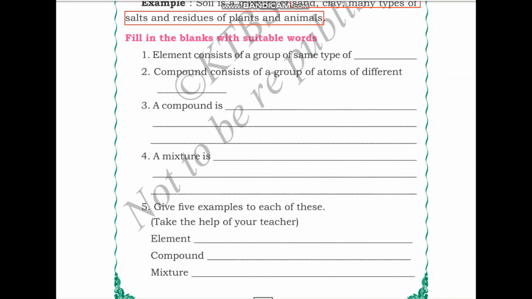So instead of doing a quiz, we will answer the questions they have already given in this lesson. The first question is, elements consist of a group of same type of dash. You can think about it and pause the video if you need time to think. Elements consist of a group of same type of dash.